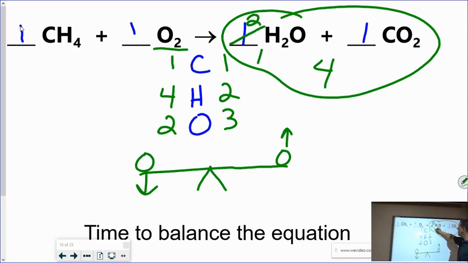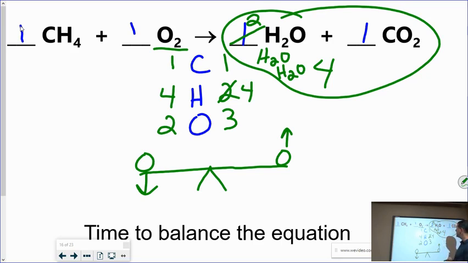2 H2O's are like writing H2O, H2O. So in 2 H2O's, I have 4 H's now. So I cross out that 2 and I put a 4. Now my carbons are balanced and my hydrogens are balanced.